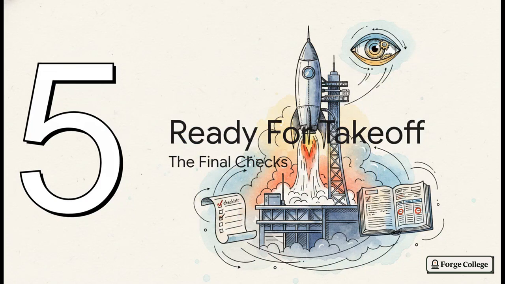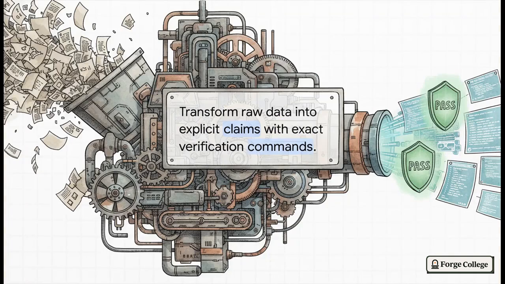Which brings us to the final stretch, Section 5, ready for takeoff. Let's do our final checks. The ultimate goal of this entire consolidation phase is to transform raw data into explicit claims. You aren't just handing your reviewer a zipped folder full of PDA derivation tests and DevNet endpoints. You are providing explicit claims, backed by exact copy-pastable verification commands that they can run in seconds. You are turning vague files into hard, binary pass-fail statements.